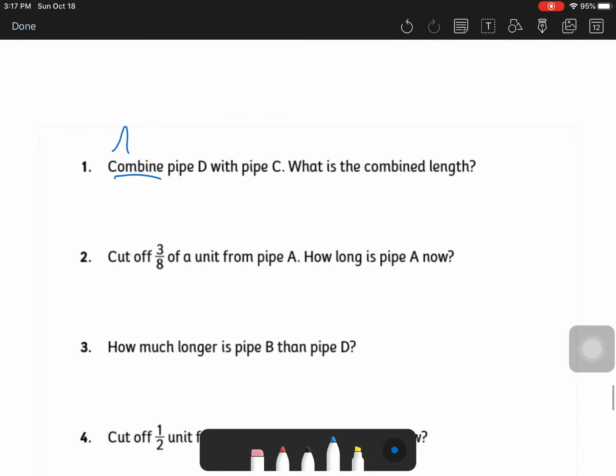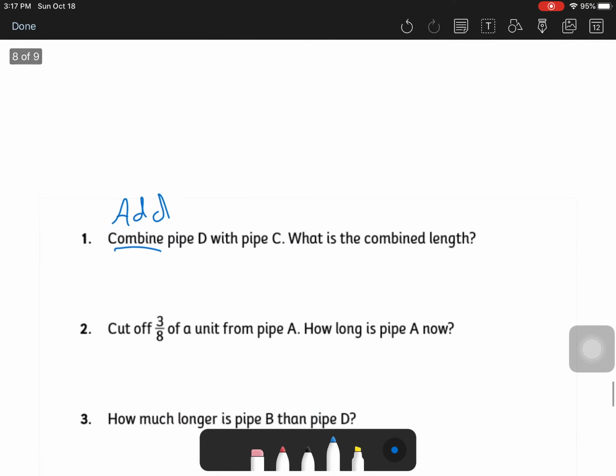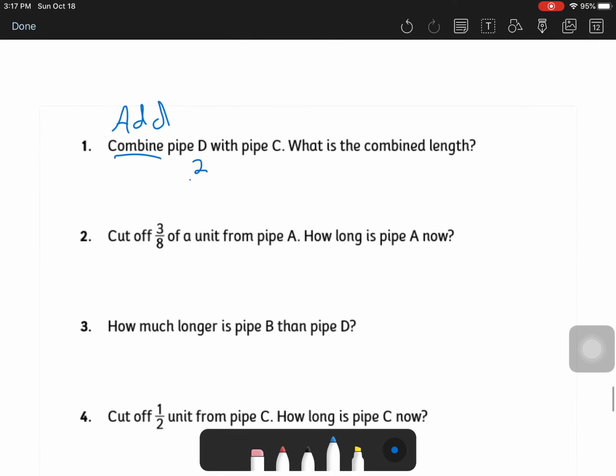So it says combine. Combine means to add. So we're going to add D and C. All right, so D and C, that's 2/3 and 1/4. So 2/3 plus 1/4. Now we need a common denominator. We're going to get 12 as a common denominator, so multiplying by 4/4 and by 3/3 so that I can get that common denominator 12.